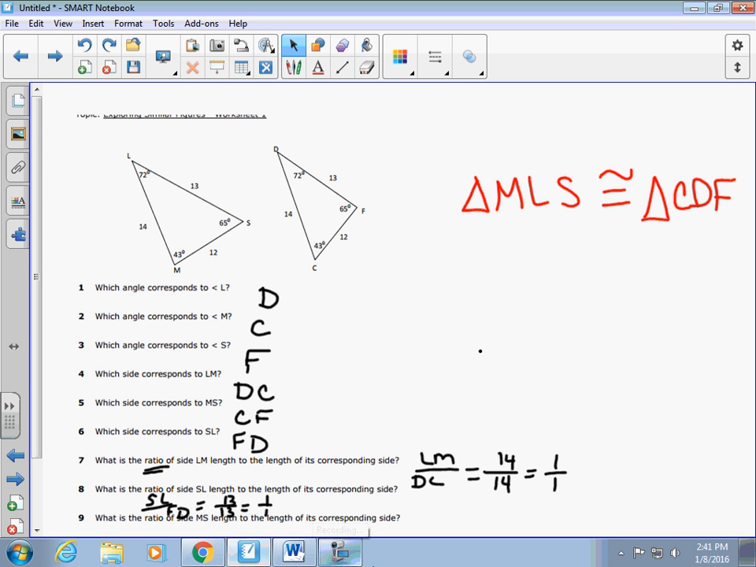Number 9, what is the ratio of MS to its corresponding side? MS corresponds to CF, and what's the measurement of MS and CF? So when I reduce, I get 1 over 1. Number 10, it's not showing up on my paper up here. It says, does each angle and its corresponding angle have the same measurement? Yes, it does. And for it to be congruent, it has to have the same measurement. Okay?